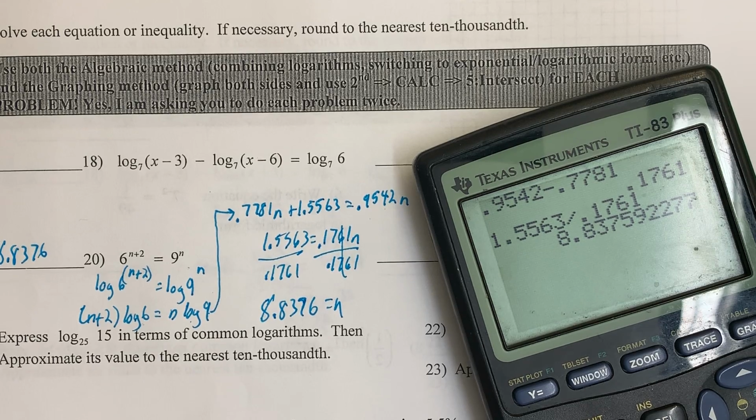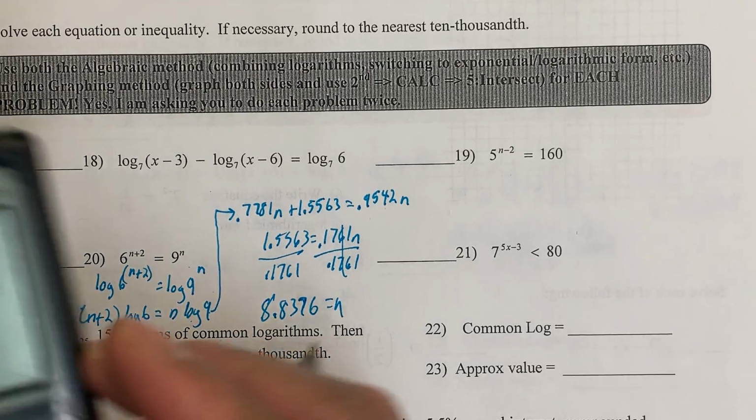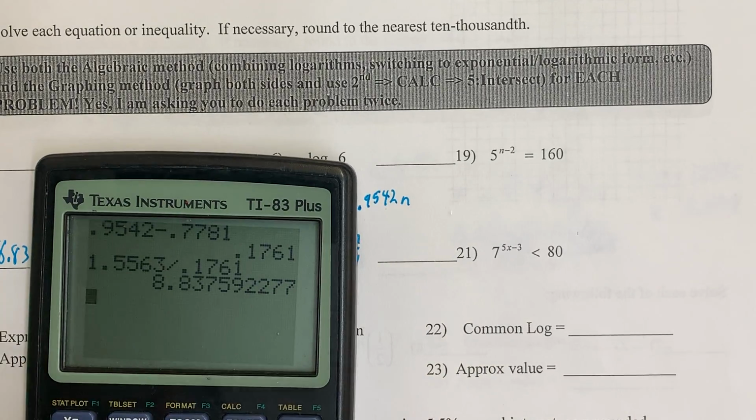All right? So there's that one. Okay? Again, pause if you need to, rewind if you need to. And then for this next one, we're in the same situation, right? We can't write 80 as some power of 7. So we take the log of both sides.